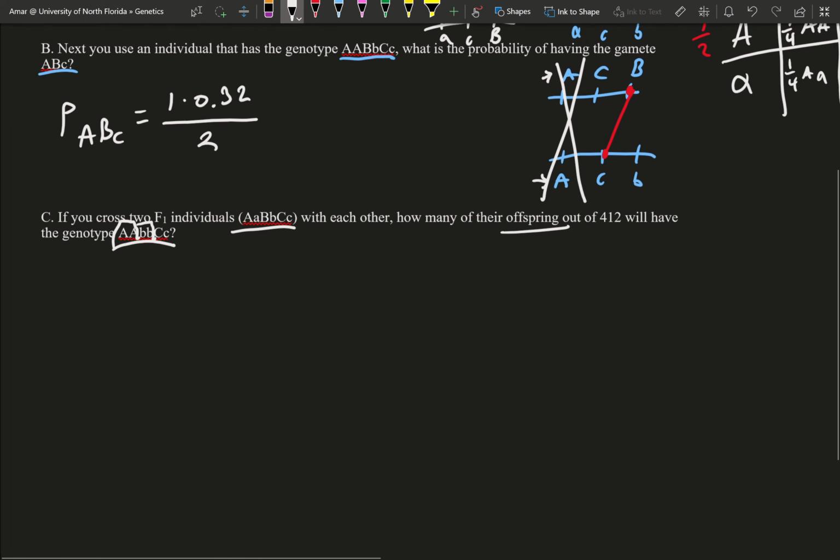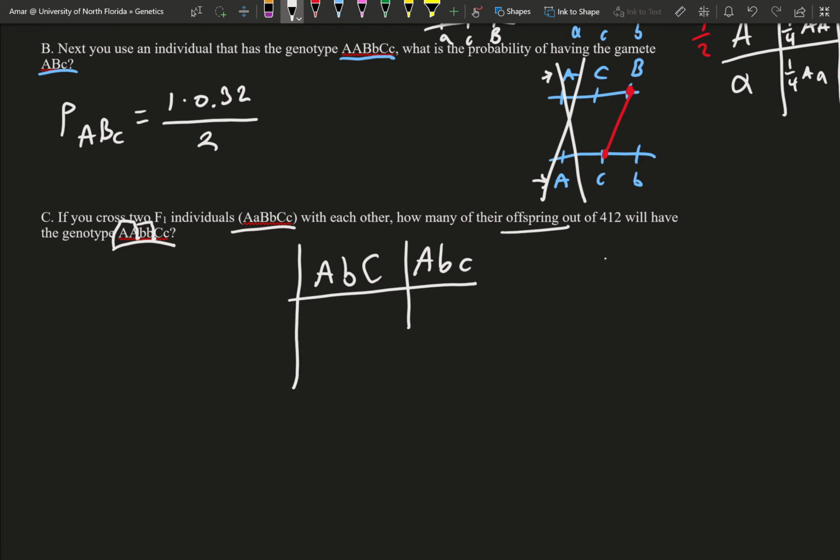So basically what I mean by that is that parent number 1 has to give big A and little b, but parent number 1 has to give either little c, or big C and little c. So this is basically what I mean. There are no other possibilities for parent number 1 other than these gametes to be made into that genotype. Okay. So same thing for the other parent.